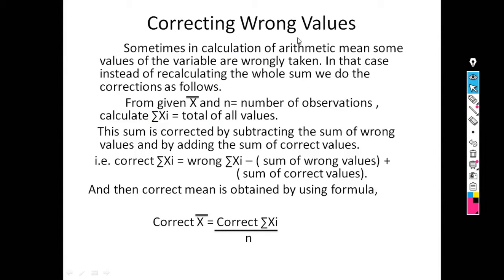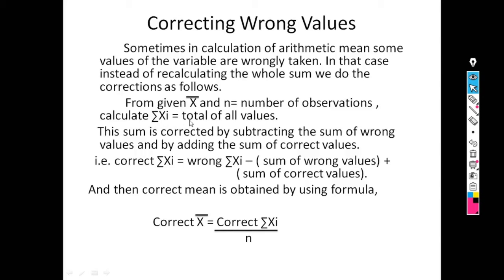Next topic is correcting wrong values. This kind of question will be asked in your practical exam. Sometimes in the calculation of arithmetic mean, some values of the variable are wrongly taken. In that case, instead of recalculating the whole sum, we do the correction as follows. From the given x bar and n, the number of observations, calculate summation of xi, that is the total of all values. So the first step is to calculate summation of xi.